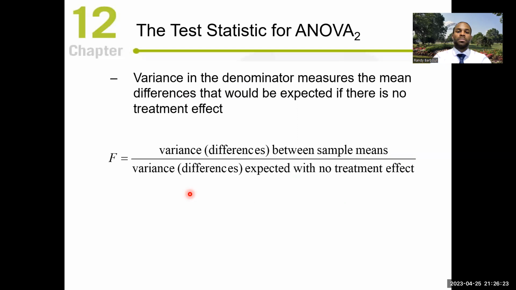So when we talk about the test statistic, we're talking about an F test. The F ratio gives me the variance, the denominator, which measures the mean differences that would be expected if there is no treatment whatsoever. So this is the variance that is expected with no treatment effect whatsoever. You also have a variance that exists between the sample means.